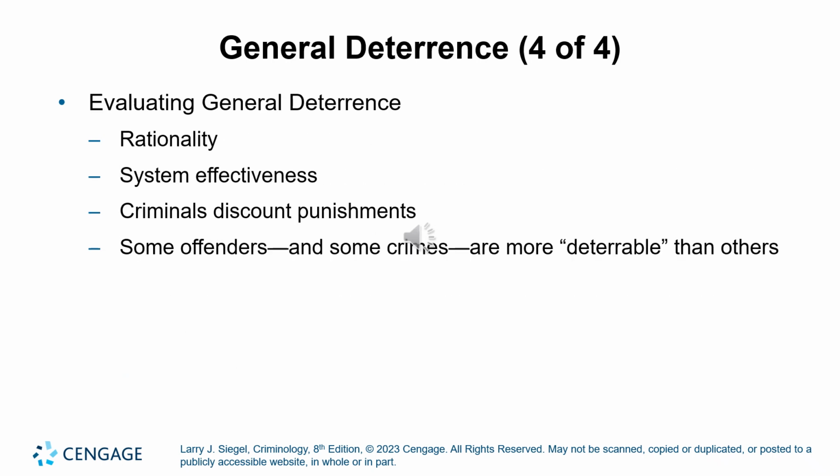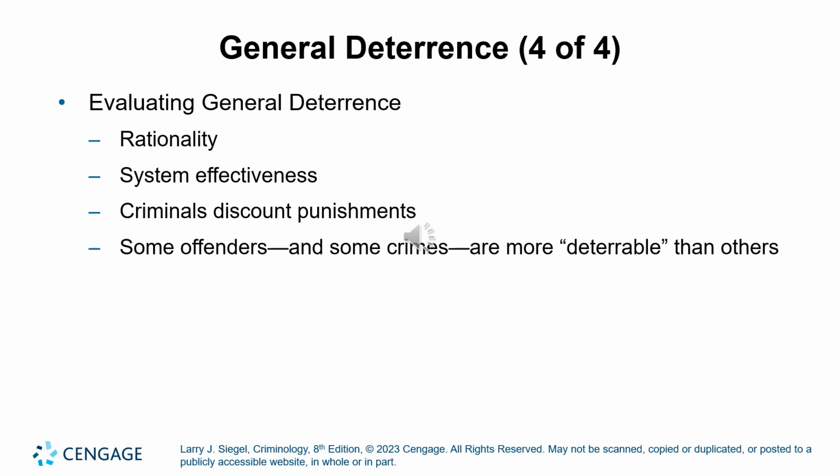Finally, let's evaluate how well general deterrence actually works. First, we consider rationality. General deterrence assumes people think rationally about consequences, but not all offenders make decisions in a logical or calculated way. Next, there's the issue of system effectiveness. Deterrence only works if the justice system is reliable, consistent, and able to enforce punishment.